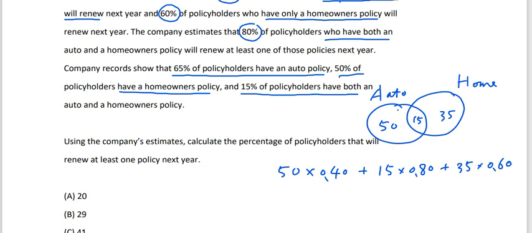This is also a really typical example, where we split all people into parts. Those people, 20% will renew. Those people, 40% will renew. And then totally, what percentage of people will renew?